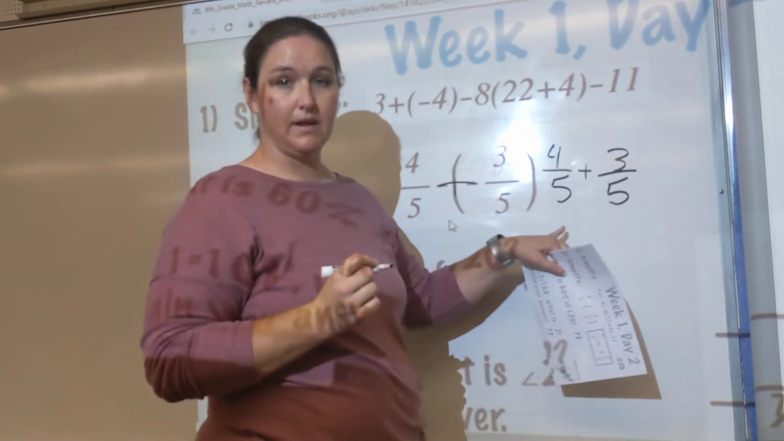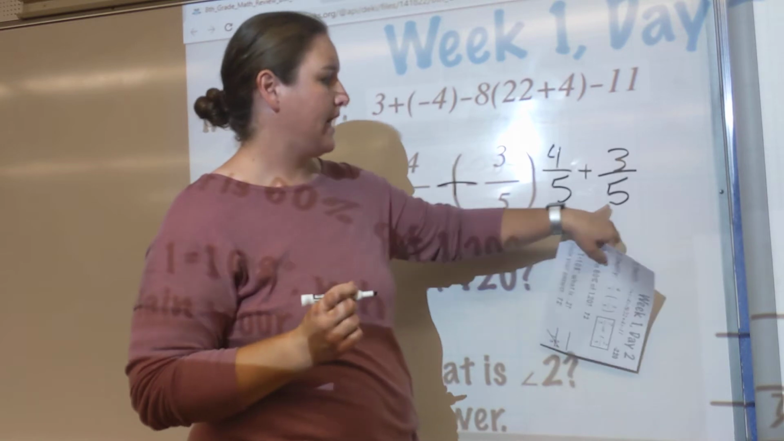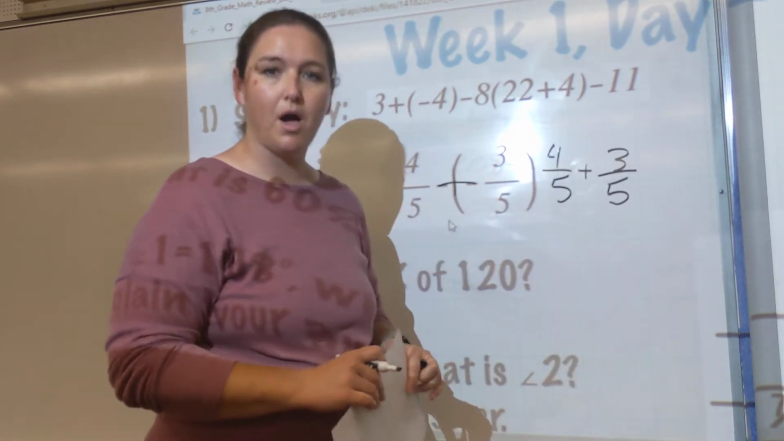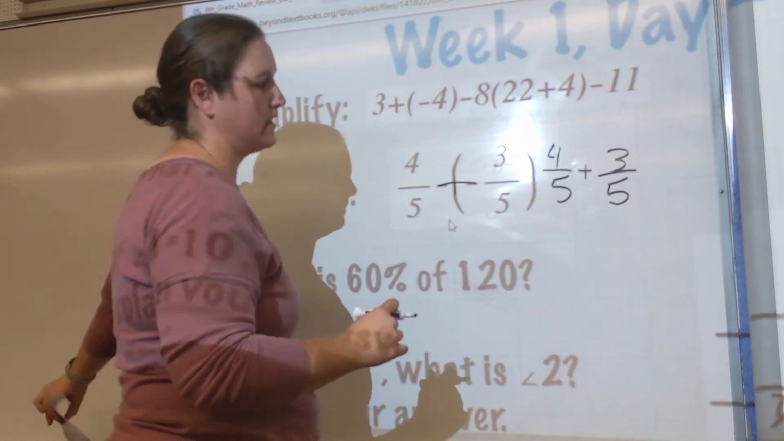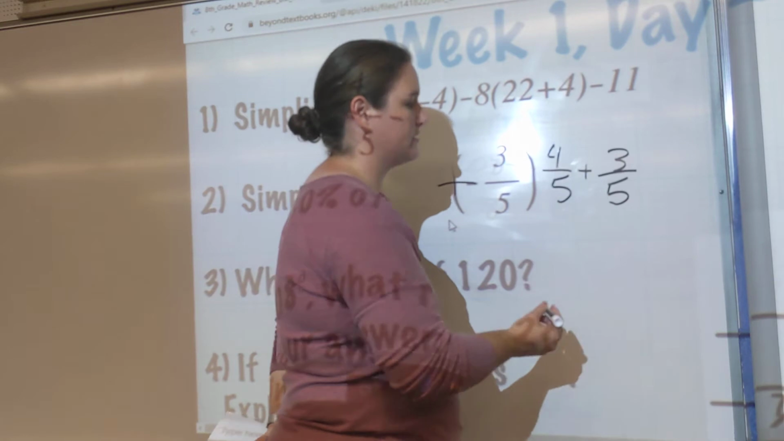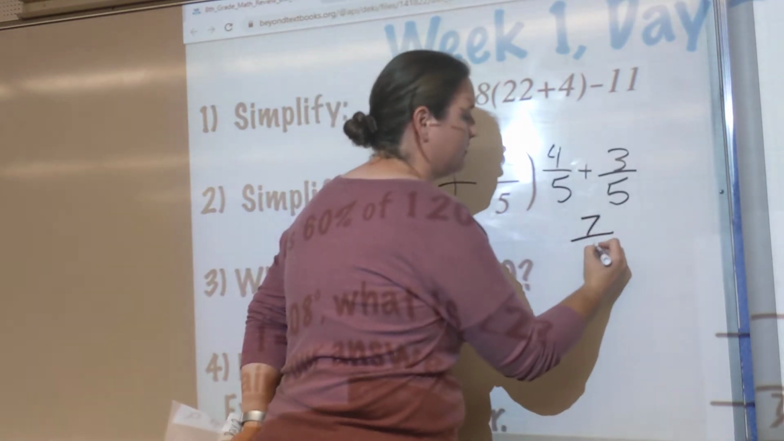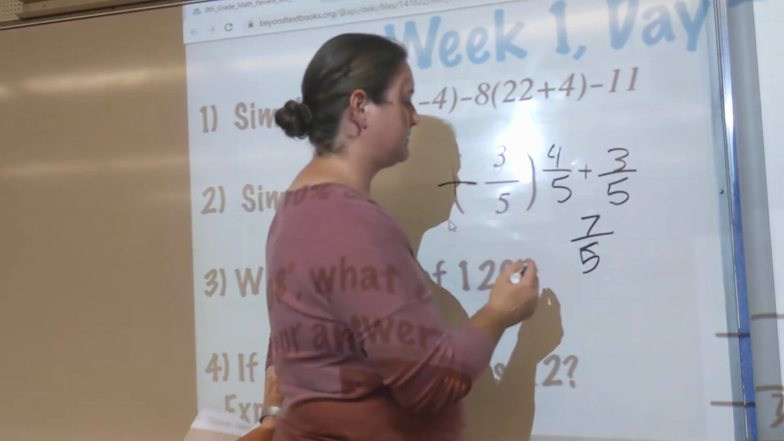Now, can we combine these? Yes, we can. They have the same number in the bottom, a common denominator. So let's go ahead and combine them. You just add up the 4 and the 3. So what's 4 plus 3? 7 fifths. It's kind of hard to write on the board sometimes.